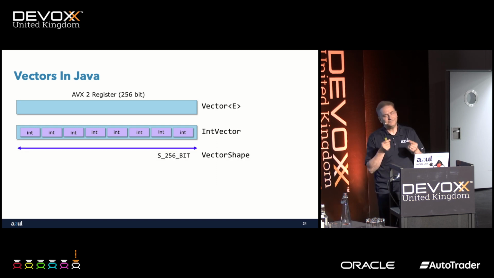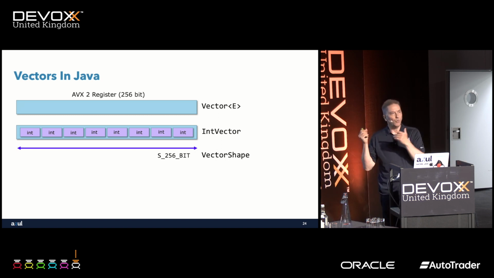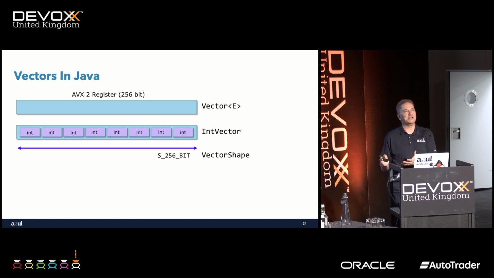Then we get another class which is called vector shape. This is a really bad name, because a shape, if you think about it, is a geometric representation of something. It has vertices, it has edges. What we're talking about here is actually a size. Now, I have no idea why they didn't just call it vector size. I mean, there's no reason not to call it vector size, because that's what it really is. But they decided to call it vector shape.